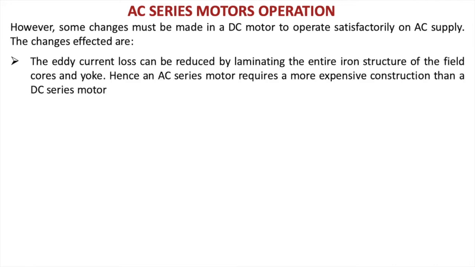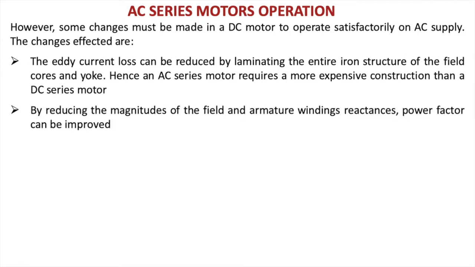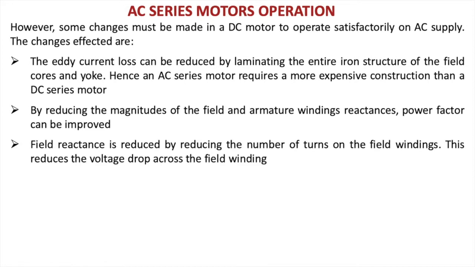The changes effected are: the eddy current loss can be reduced by laminating the entire iron structure of the field cores and the yoke. Hence, an AC series motor requires a more expensive construction than a DC series motor. By reducing the magnitudes of the field and armature winding reactances, power factor can be improved. The field reactance is reduced by reducing the number of turns on the field windings. This reduces the voltage drop across the field winding.